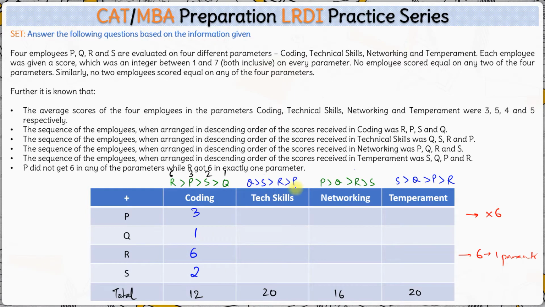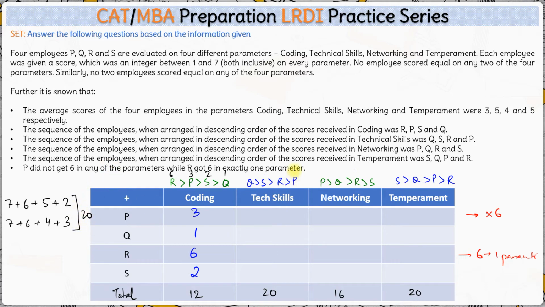Next, let's look at technical skills. For technical skills, the total is 20. Now, how is a sum of 20 possible with ratings of 1 to 7 for 4 people? We have 7 plus 6, which is 13. The remaining 7 can be either 5 plus 2, or we have 7 plus 6 plus 4 plus 3. These are the only two possible ways in which we can get a sum of 20.